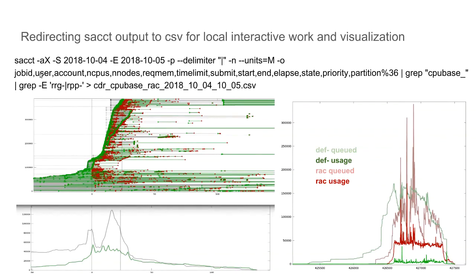So we're going to get the job ID, we can get the user and the accounts, the number of CPUs, the nodes, et cetera. And then we're just going to reduce it down by piping into grep or different tools. We basically just want anything that's in a CPU-based partition, and then anything that is one of the allocation groups. And then we're going to redirect it into a CSV file.